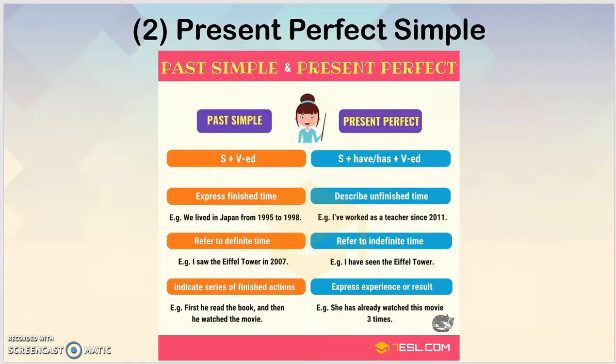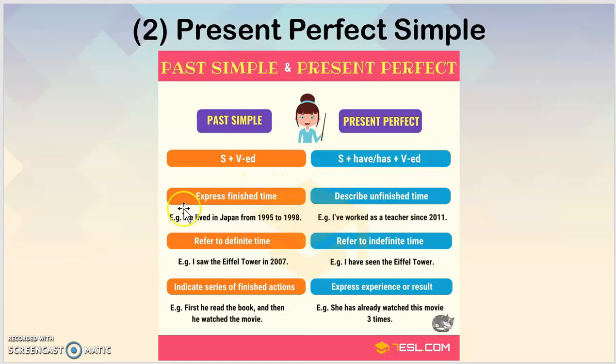Okay. As you can see, here are the examples of past simple and present perfect simple. Past simple is where you have subject plus verb plus ed. Okay. Present perfect simple is where you have subject plus have or has plus verb ed. Okay. Perbezaan dua ini adalah have dengan has. Have dengan has hanya berlaku di present perfect simple.